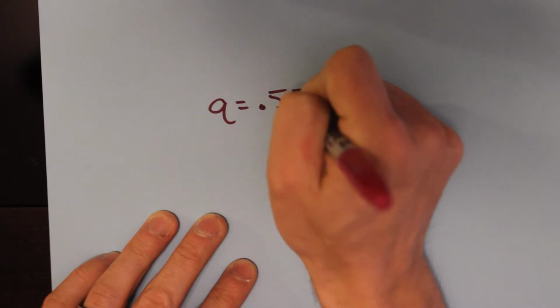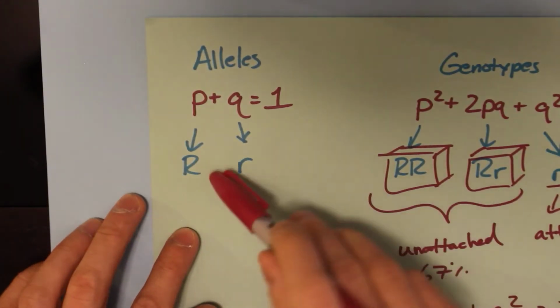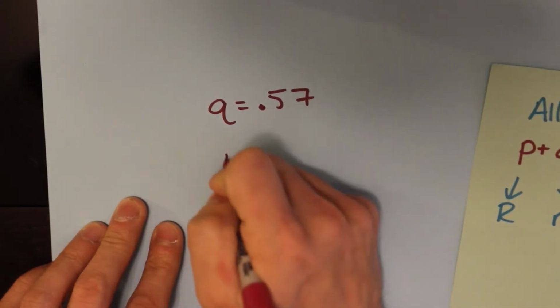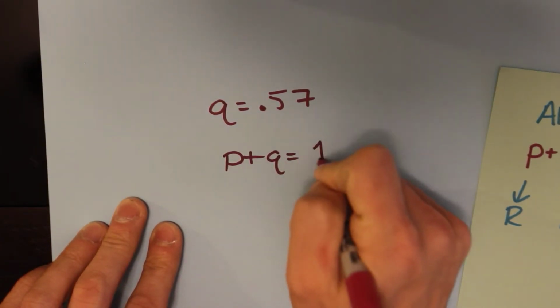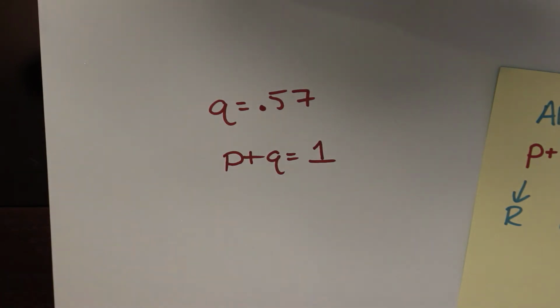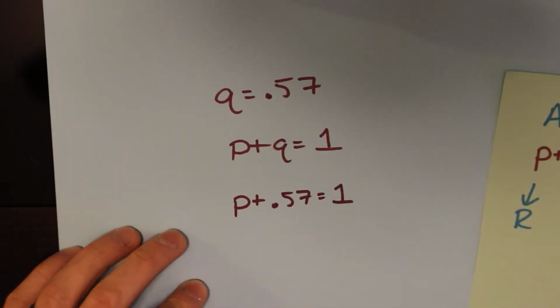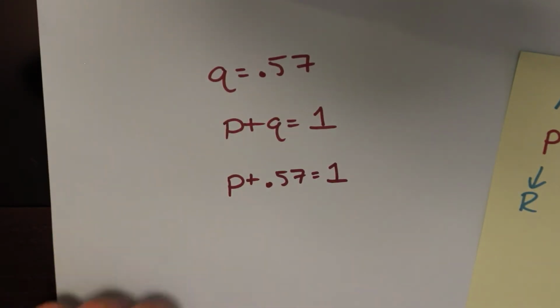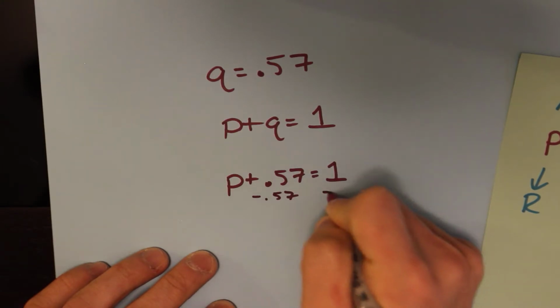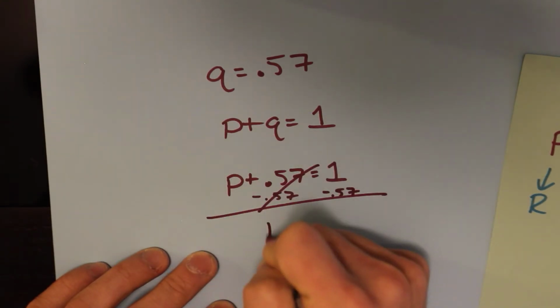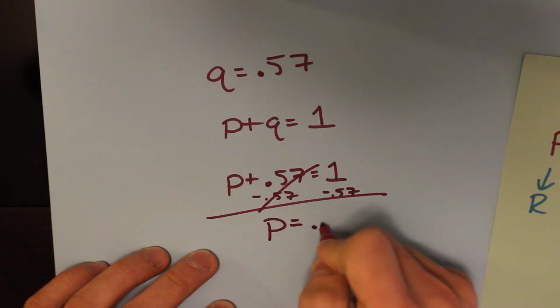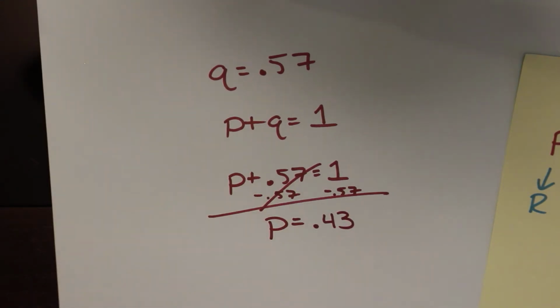We got a fresh piece of paper here. We know that q is 0.57. Now let's go to the other equation to figure out what p is. We know p plus q equals 1. P plus 0.57 equals 1. Subtract 0.57 from each side. And p equals 0.43. Okay? And that's pretty much the end of our problem, guys.